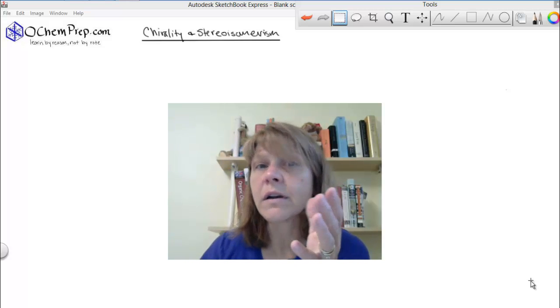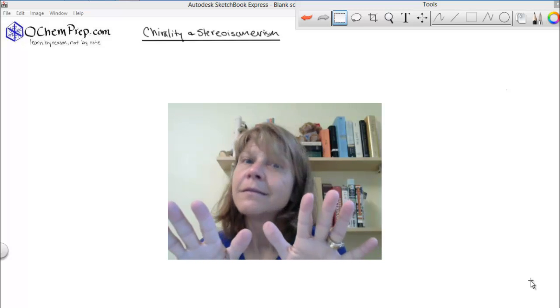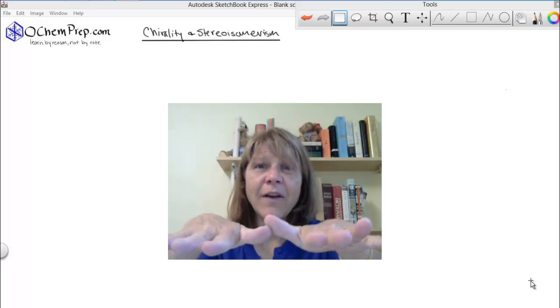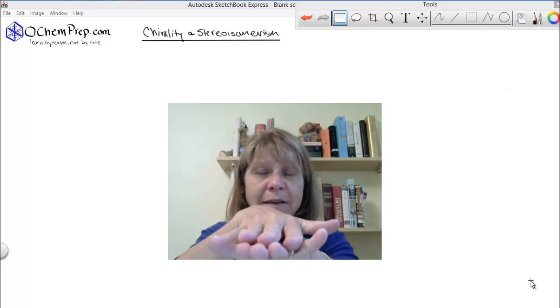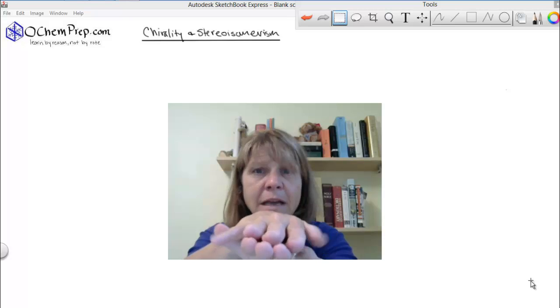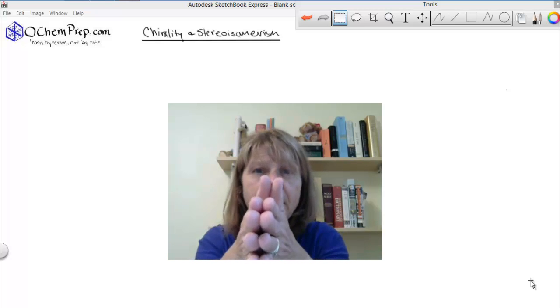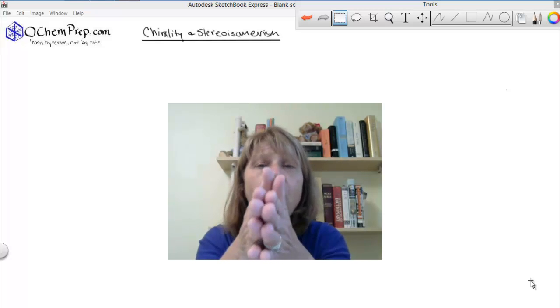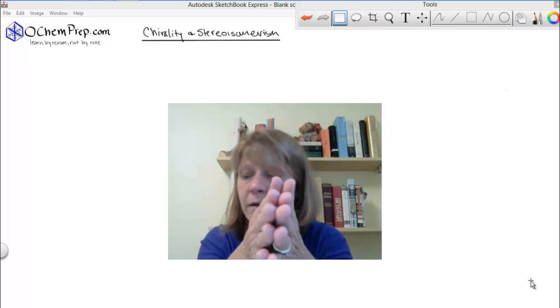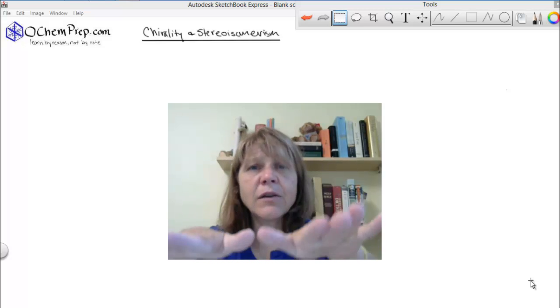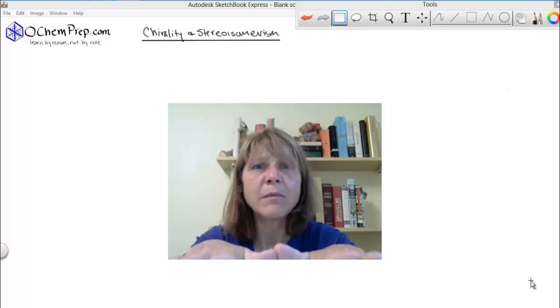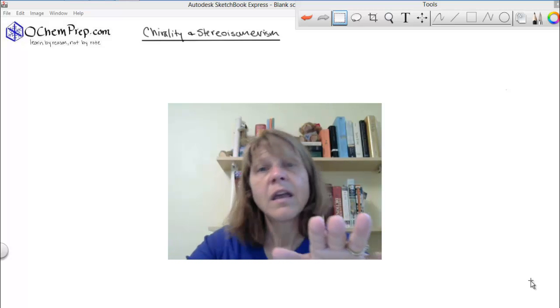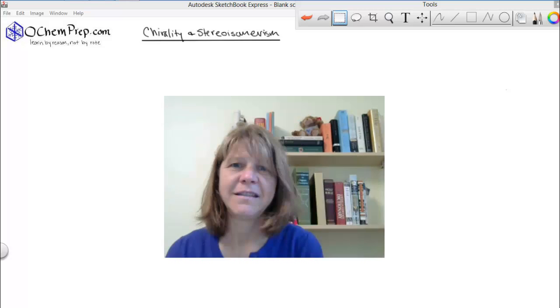Now, of course, your hands have handedness. If I hold them like this and I line up the tops with the bottoms, the thumb and the pinky don't line up. If I line up the thumb and the pinky, the tops and the bottoms don't line up. Now, why is this so important? Well, just like your hands don't have a plane of symmetry, there are molecules that don't have planes of symmetry.